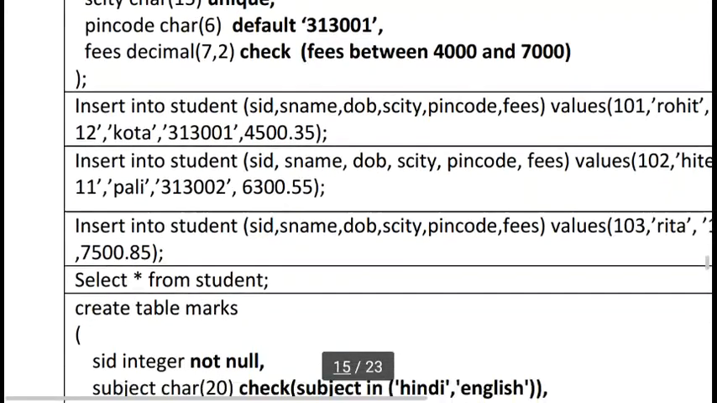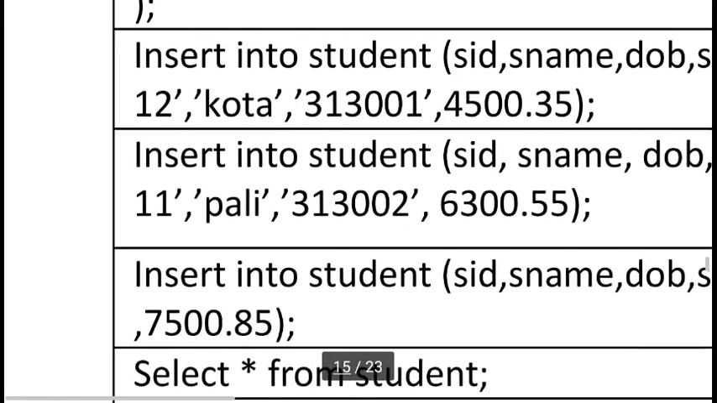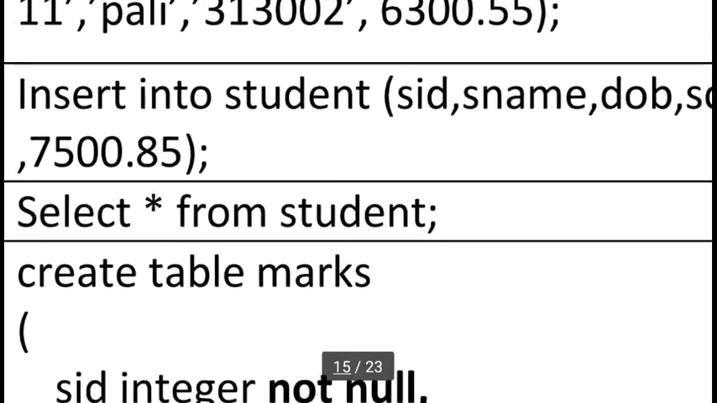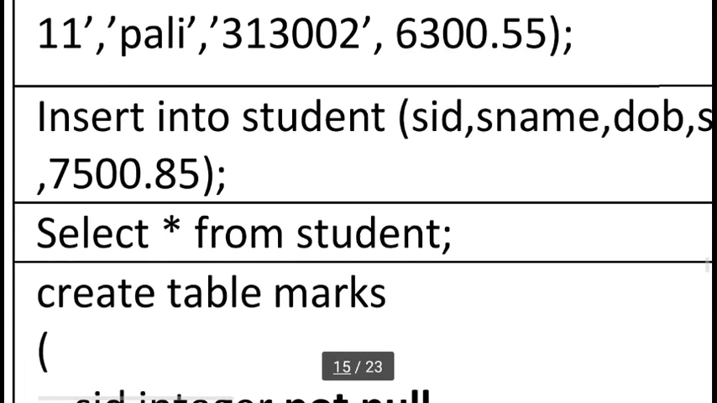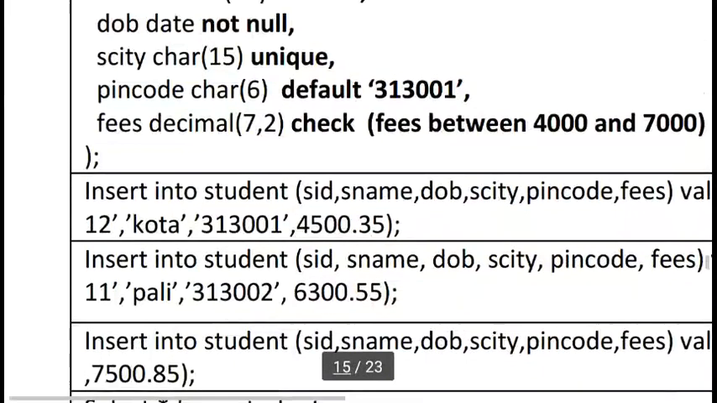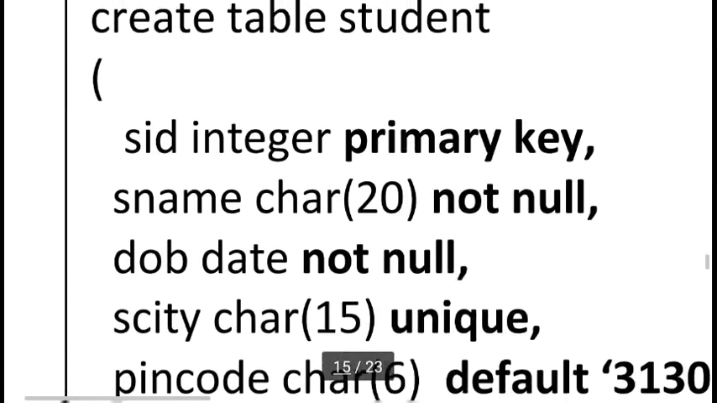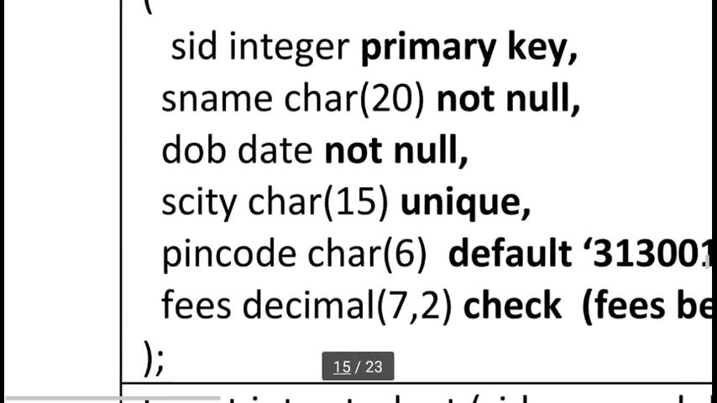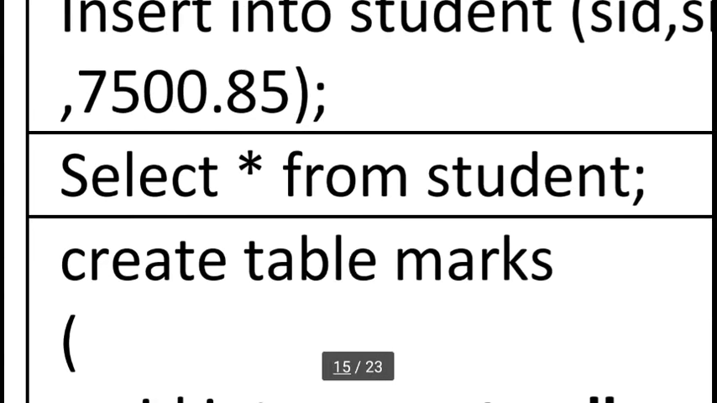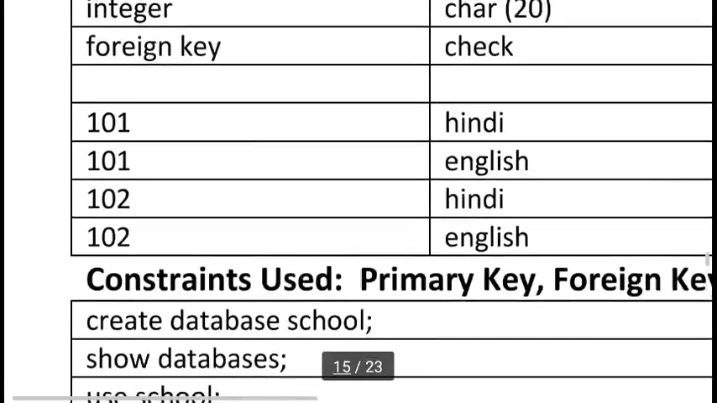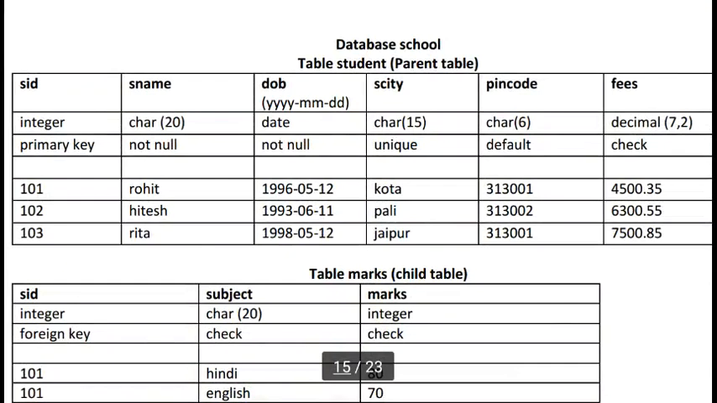Okay, we can copy and paste this and change the values to 102 Hitesh. This is our second record, and this is our third record. INSERT INTO student, this command we know very well. With the help of this command, we can insert the third record. So we have created the database school, opened the database, created a student table with the constraints, and inserted three records. I want to show the records, so SELECT * FROM student. It will display this table in the output, you can see.